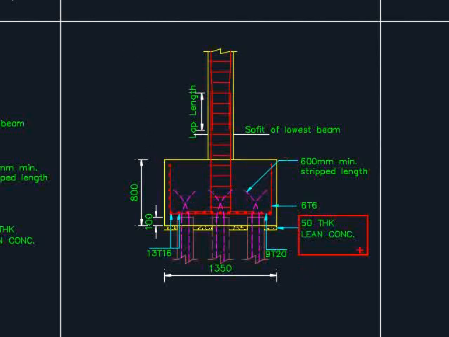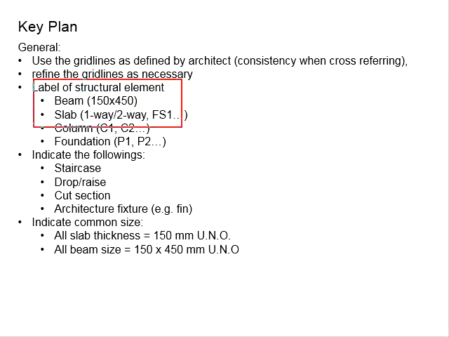There will be lean concrete, which is cast in between the pile caps as well as the soil, as the separation between the structural elements and the soil. Now that we have briefly looked into the structural elements, at least you have some ideas how you're going to produce your key plans, what kind of information you need to incorporate in.